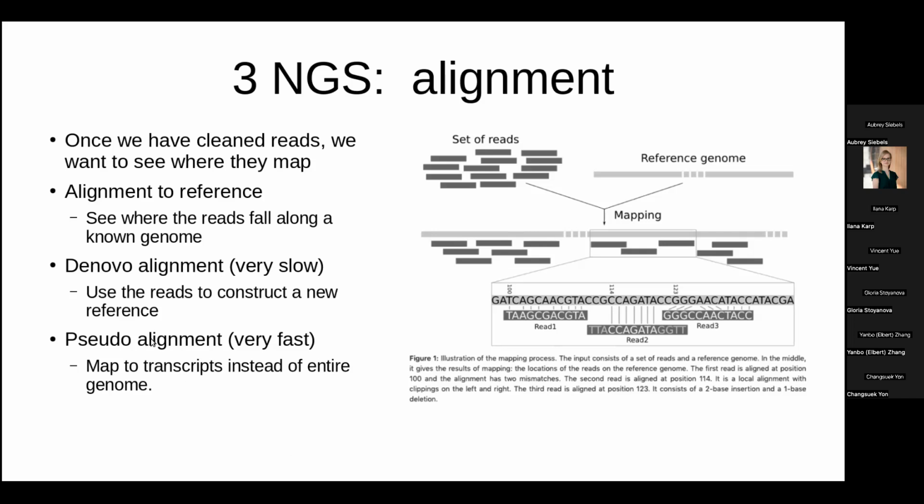There's also another form called pseudo alignment, where instead of mapping to a huge reference genome, you're mapping to specific transcripts. These are smaller pieces of that huge reference, and you're just mapping your reads to the smaller pieces. This is generally a lot faster than doing either of the other 2 methods.